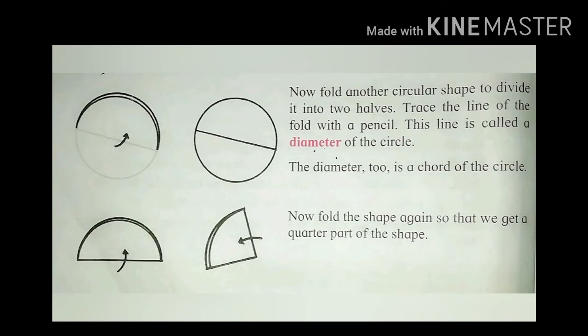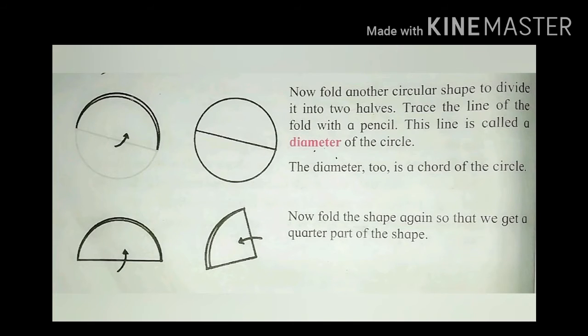Now fold another circular shape to divide it into two halves. Trace the line of the fold with a pencil. This line is called the diameter of the circle. The diameter too is a chord of the circle. Now the diameter divides the circle in half, but a chord can be less than half of the circle.